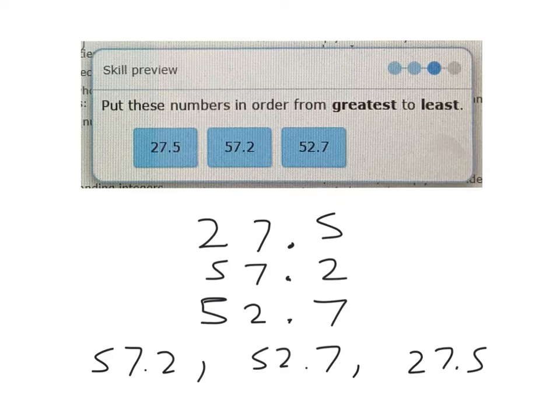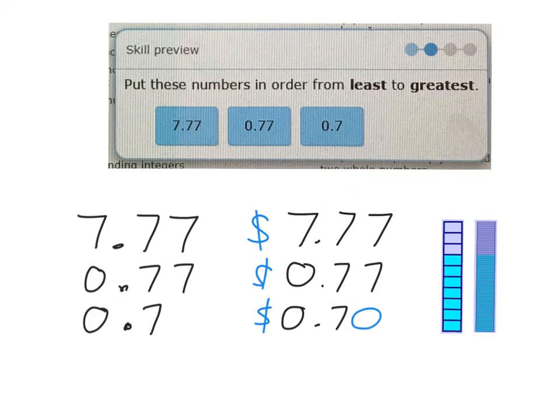Whole numbers are bigger. Think dollars and cents. $57 is obviously bigger than $52, which is bigger than $27. Doesn't matter if you have 75 cents, 95 cents with any of those, $57 is always bigger than $52, no matter this part here.